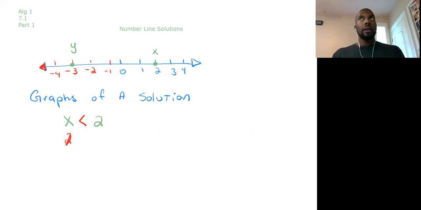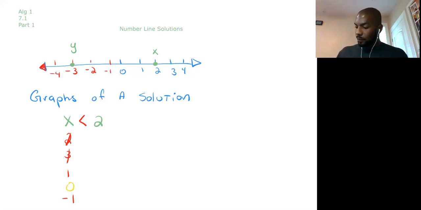Is 3 less than 2? Obviously not. 3 is 1 more than 2. So it can't be 3. Let me go the other way. Is 1 less than 2? Yes, it is. Is 0 less than 2? Yes, that is. Is -1 less than 2? Yep, sure enough. So how do I mark this, or how do I graph this on a number line?